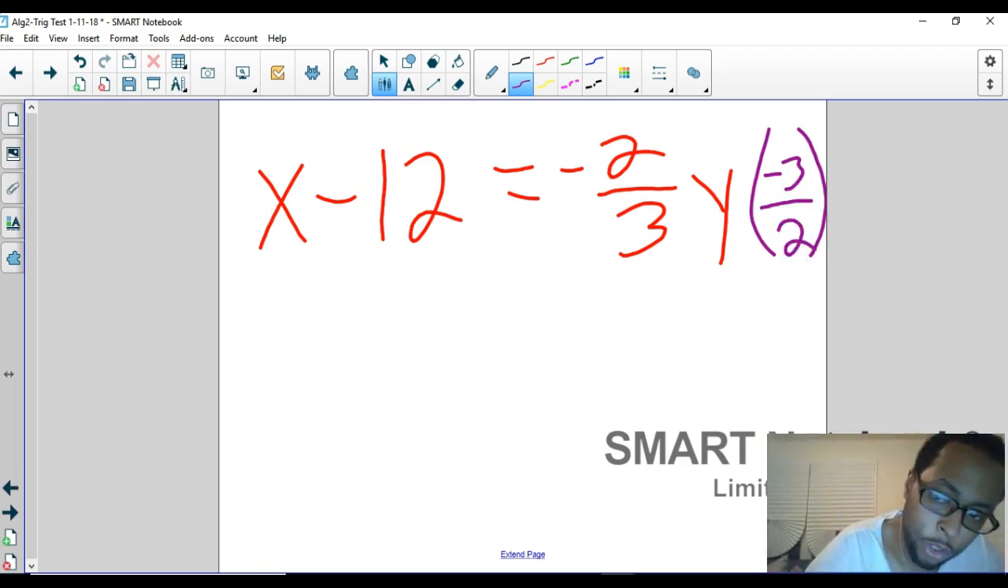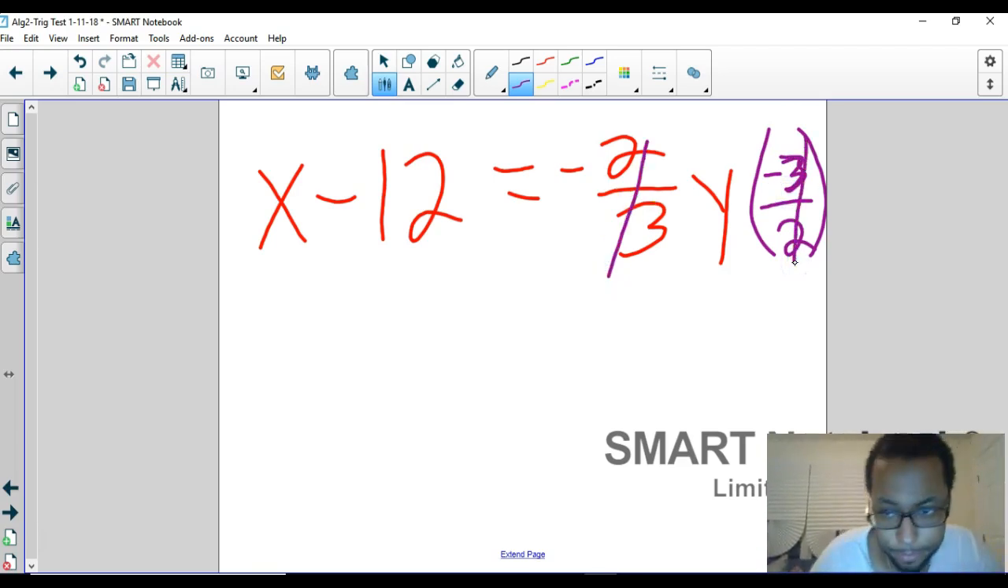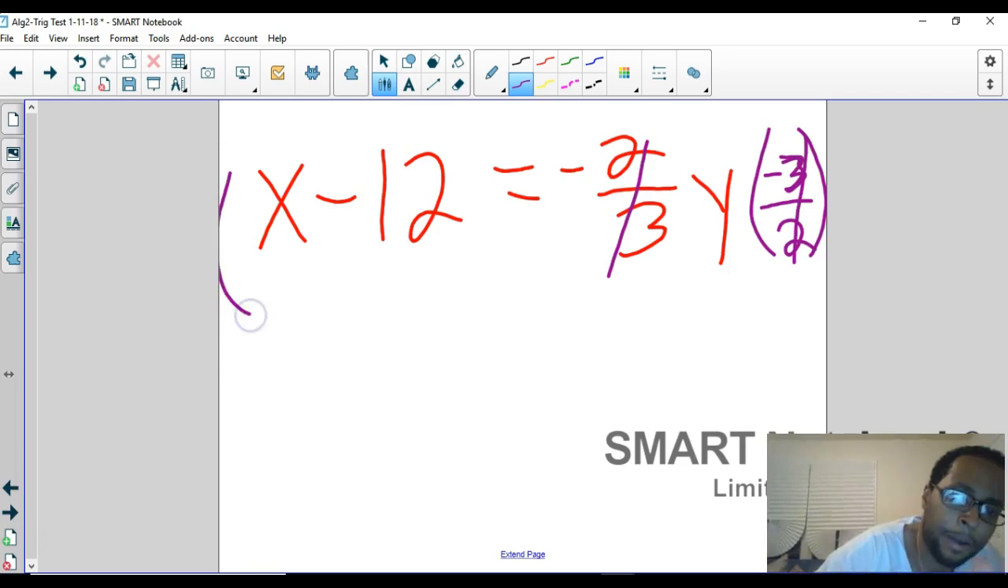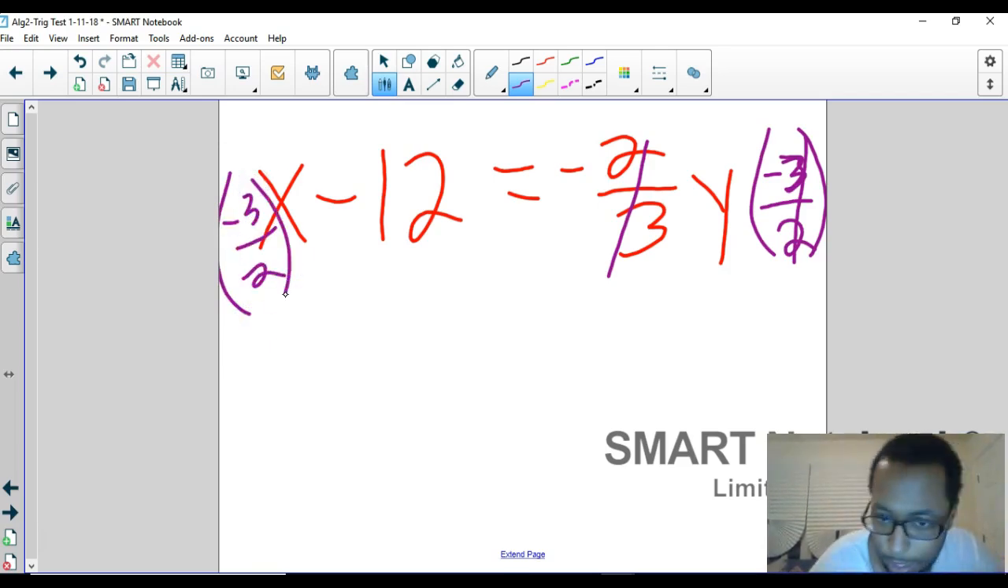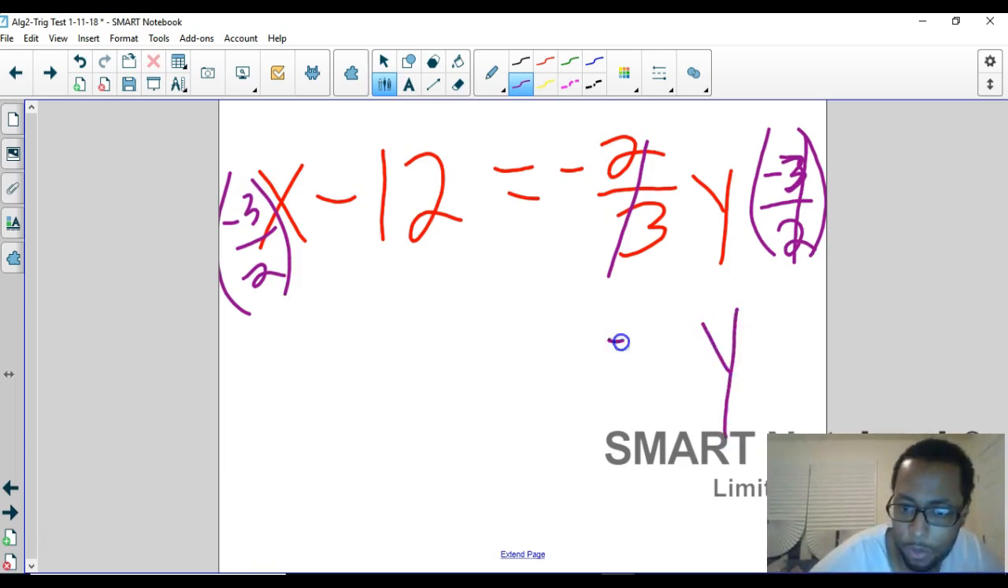You can put the negative on the 3. You can put the negative on the 2. It doesn't matter, but you got to flip it. Why? Because they now cancel out. Okay? They now cancel out. But whatever you do to one side, you have to do to the other side. So I got to multiply this whole side by negative 3 over 2. Okay? So now on this side, you have your y equals.